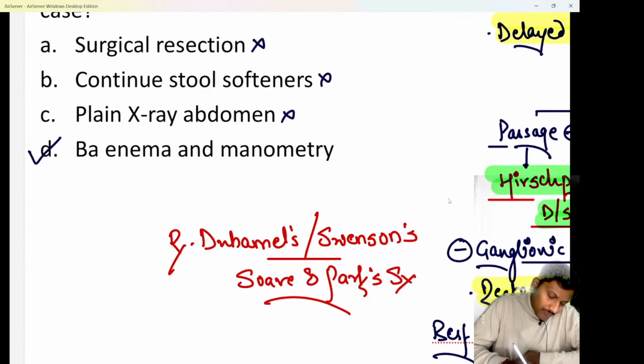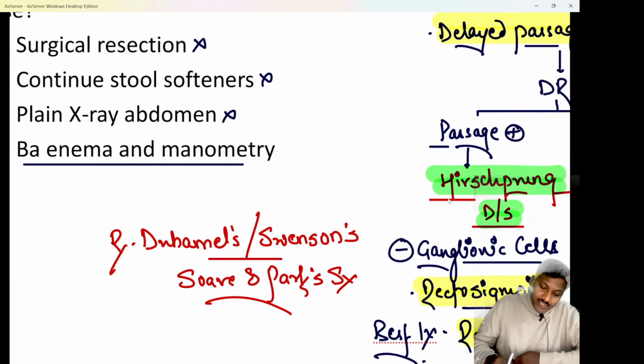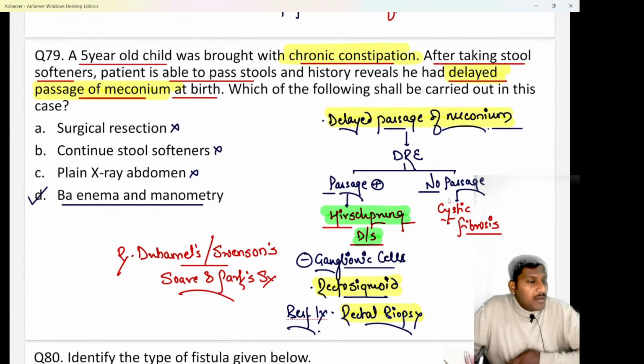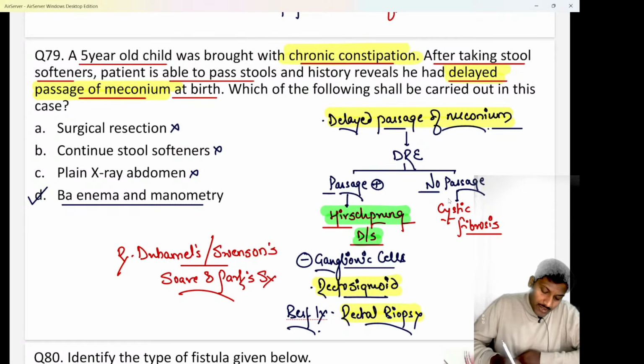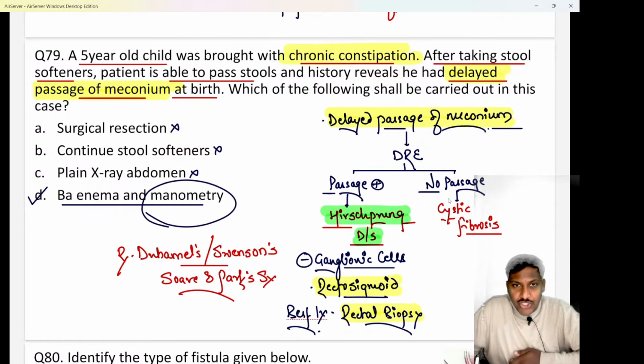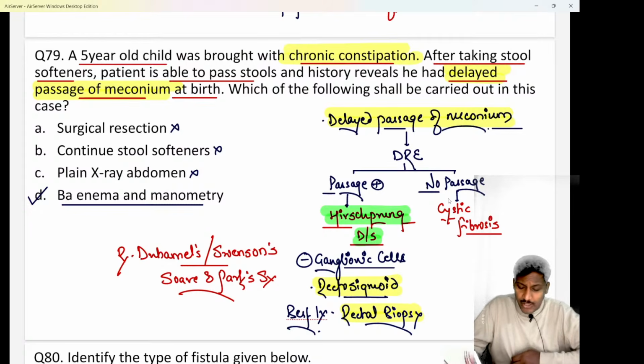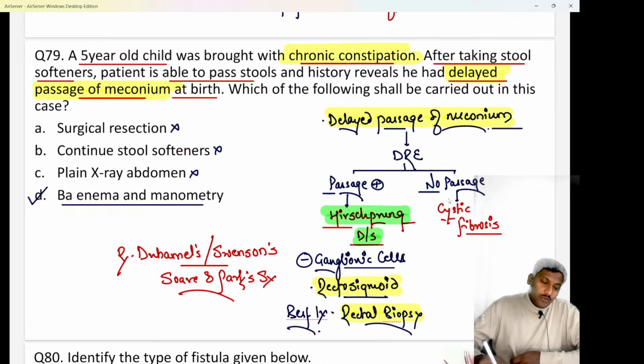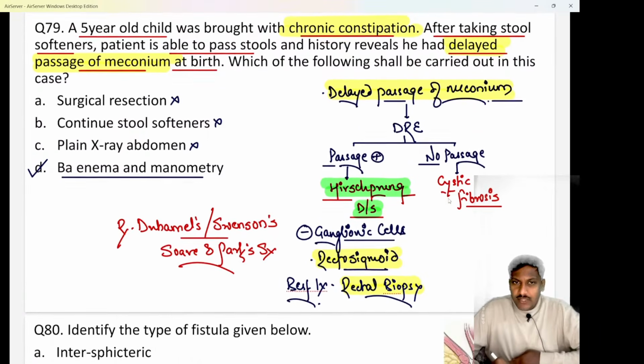Yes, among all the following options, the answer has to be a barium enema and manometry. So the first investigation that I'll do is a barium enema and manometry. Manometry can definitely measure the pressure in the rectosigmoid area as well. Okay? So barium enema and manometry will be done, and after that, to confirm the diagnosis, you will go for a rectal biopsy, and after that, you can go for the surgical resection with any of these surgeries.